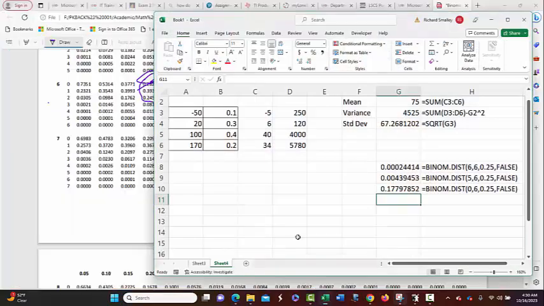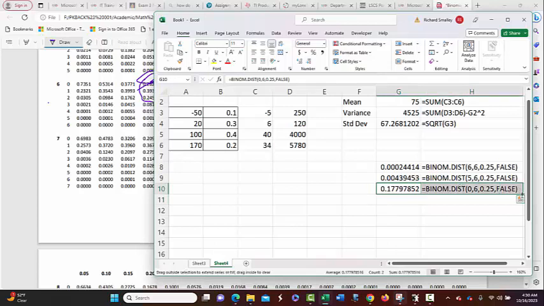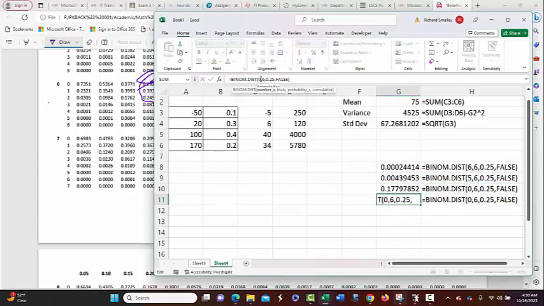So the difference for Excel here is, I'll copy this down. The calculator has 2 different commands, PDF and CDF. This only has 1 command, but the difference here is whether you use true or false. Now I got to change that to 2 at the beginning, of course. 2, and then true is what makes it the CDF. Right?